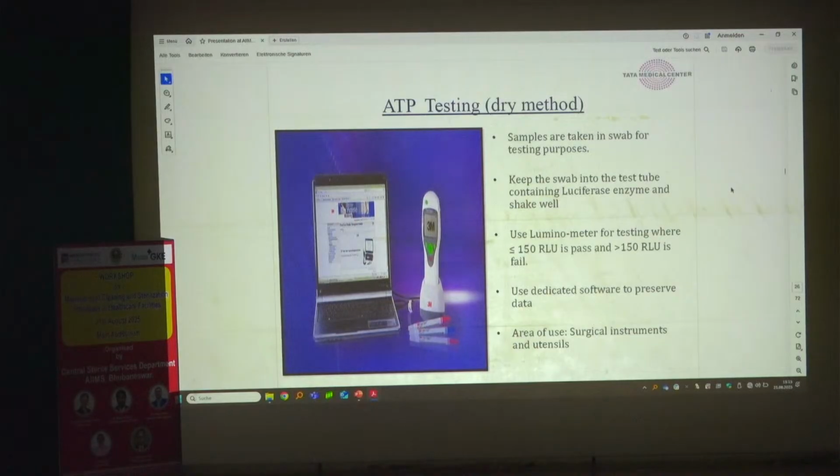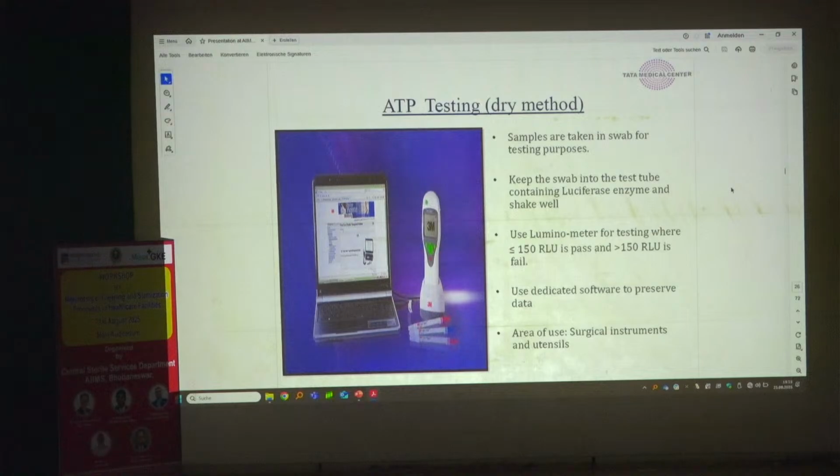ATP monitoring. We are doing the ATP monitoring in the dry method. There are two types of method: one is the dry method, another one is the wet method. We are practicing the dry method, where after the drying is complete, we take the swab and put it inside here.